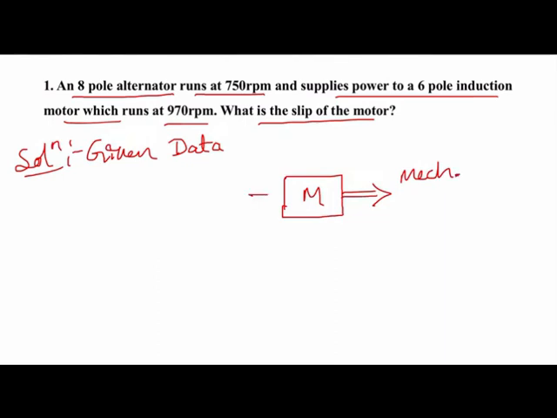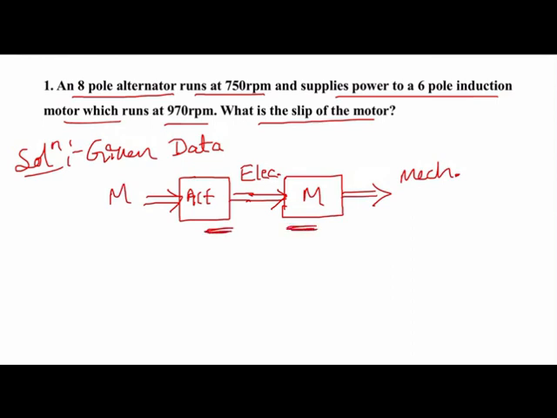The input to the motor is electrical energy. This electrical energy input to the motor is given with the help of the generator, which is also called an alternator. In turn, the input to this alternator is again mechanical. So here the data is given for the alternator as well as for the motor.